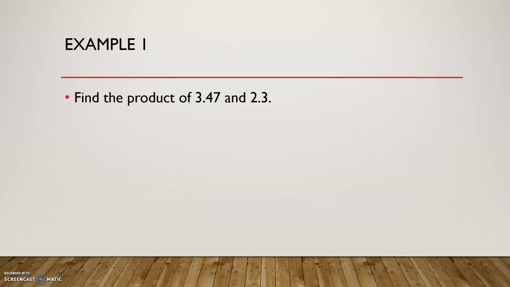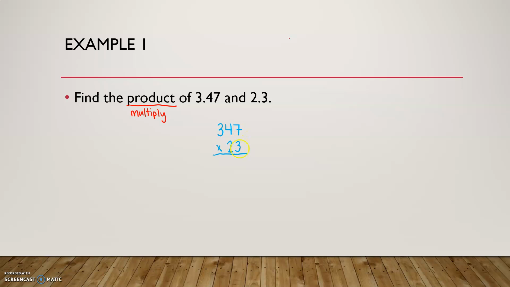So let's practice. Find the product of 3.47 and 2.3. Product means multiply. So we're going to multiply these two together. So I'm going to drop the decimals and write these two numbers as a simple multiplication problem. 347 times 23.